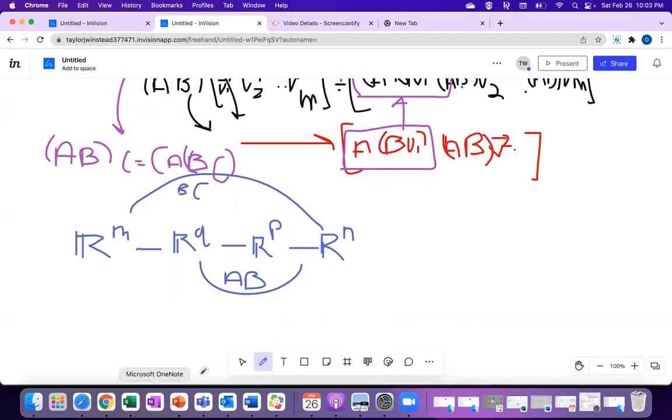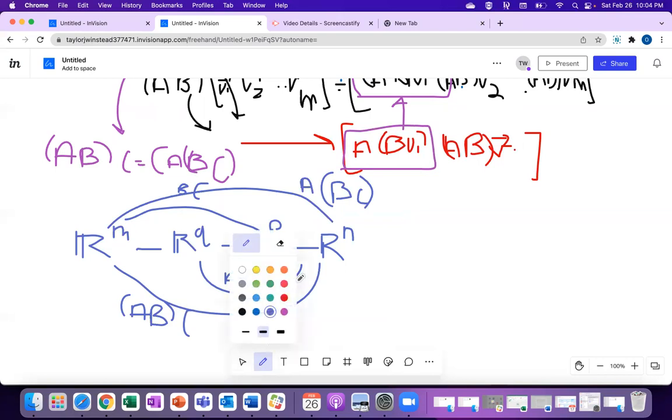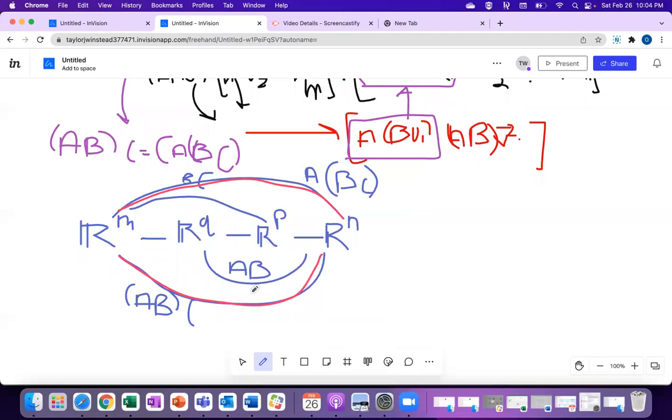Sorry, that was incorrect again. BC should be from here to here. From here all the way to here is A times BC. But then we can also say from here to here is AB times C, because those two are the same. So I'll color code these. These two are equal to each other, right?